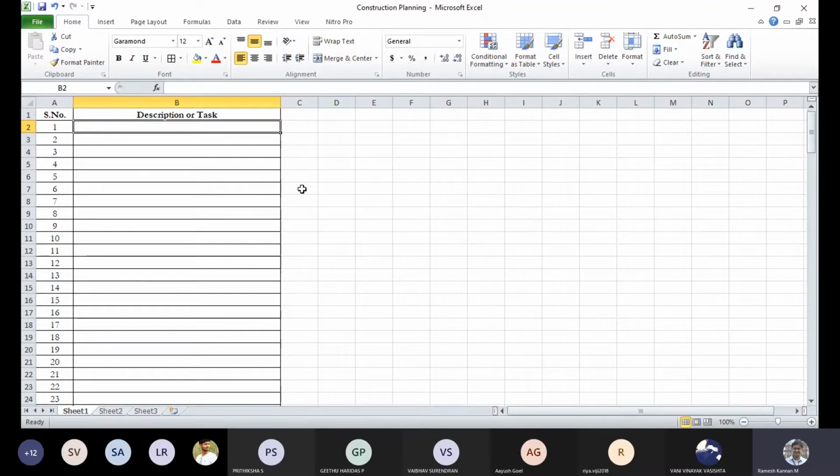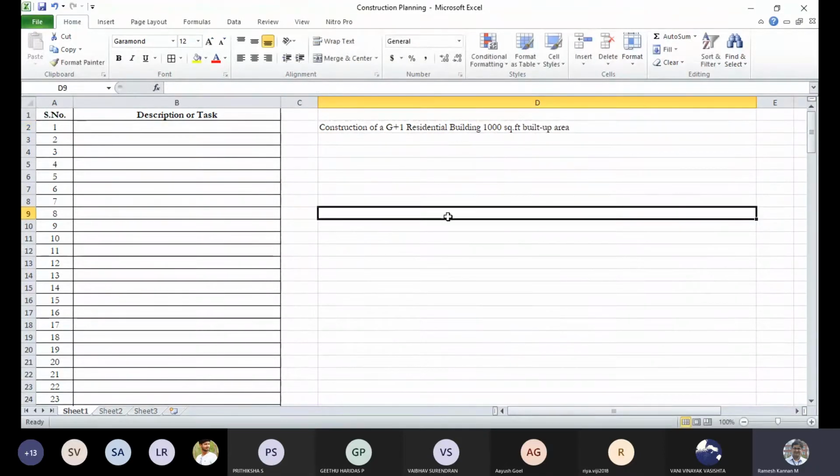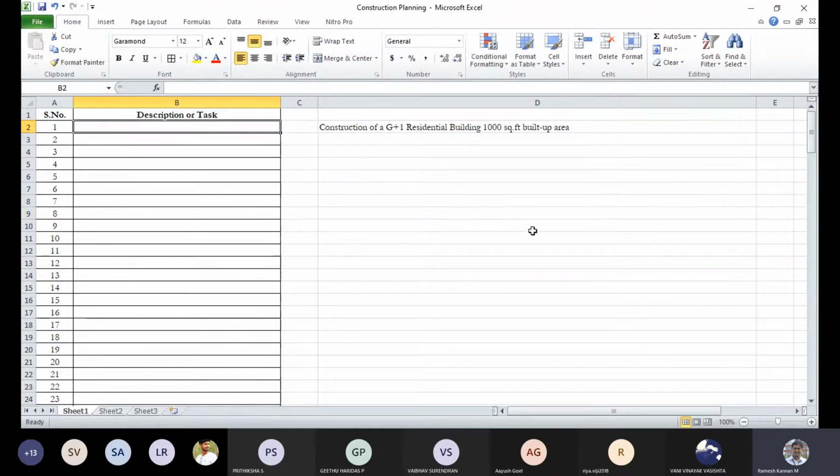Then we'll arrange that in a sequential order. Then we can probably look into the scheduling part. Maybe Friday's class will look into the scheduling part, right? Something like say construction of G+1 residential building, say 1,000 square feet built up area, something like that. Okay, so whatever comes to your mind, just let me know.